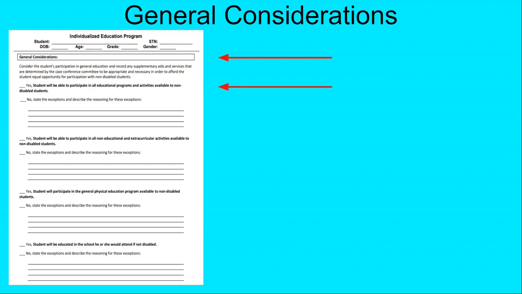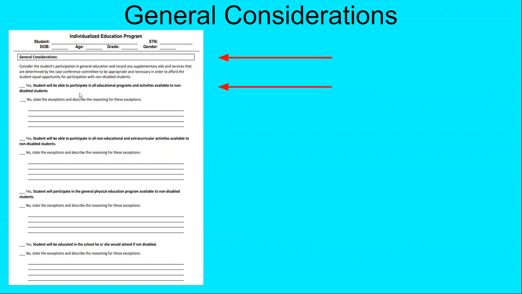If we mark yes, then that's it. If we mark no, then we have to give a reasoning why, okay? Why is the student not able to do the same kind of educational activities as the other students? And what are some exceptions that can be put in place so that the student can be successful, okay?